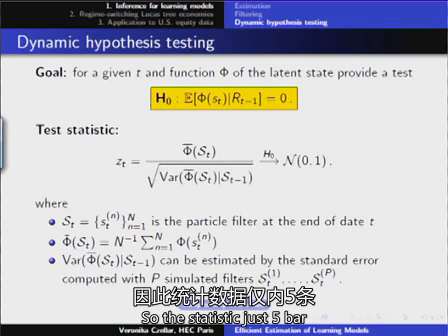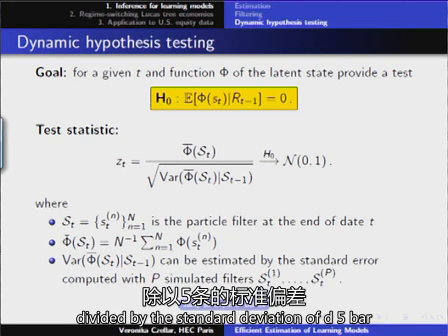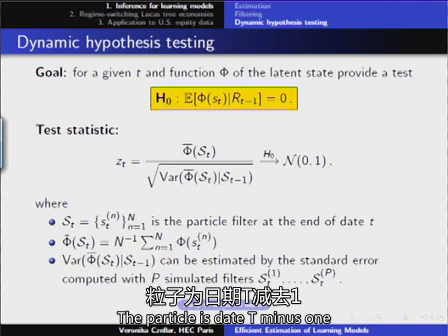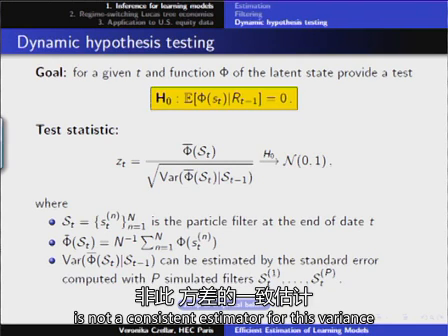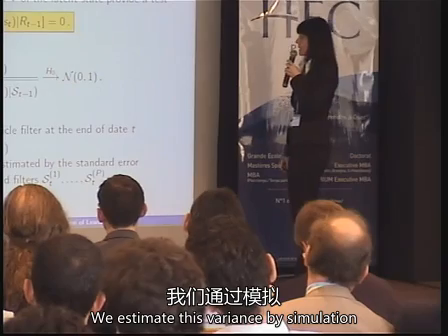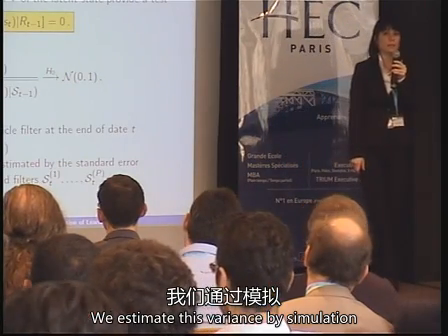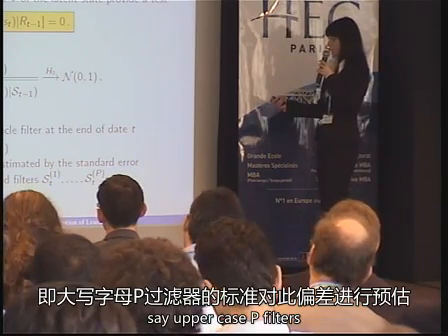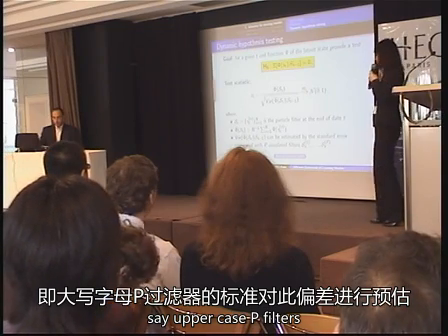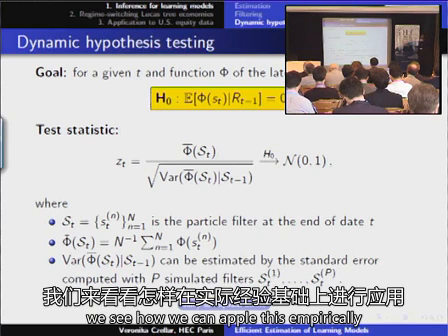Now, the statistic is just phi bar divided by the standard deviation of phi bar given S_{t-1}, the particle filter at day t minus 1. The problem is that these phis are not IID, so the sample variance is not a consistent estimator for this variance. We estimate this variance by simulation, by using the standard error on a number, say uppercase P, of filters. We'll see how we can apply this empirically.